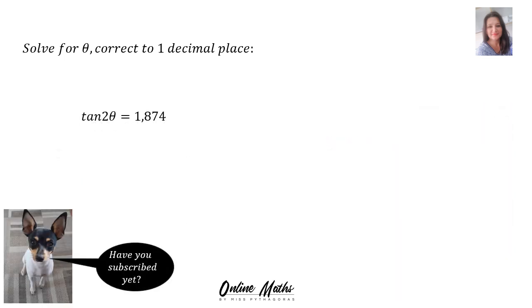Solve for theta. Now I give you tan 2 theta equals 1,874. Here you must be very careful. I know perhaps you want to say divide by 2, but you can't do that. Since this 2 is bound to the theta, it's an angle. So there's nothing you can do. You wait with the 2 theta and you will first calculate your angle. In fact, you call that angle the reference angle.